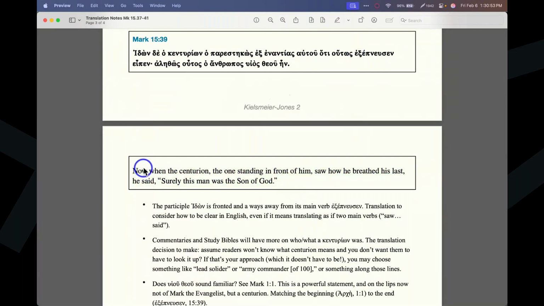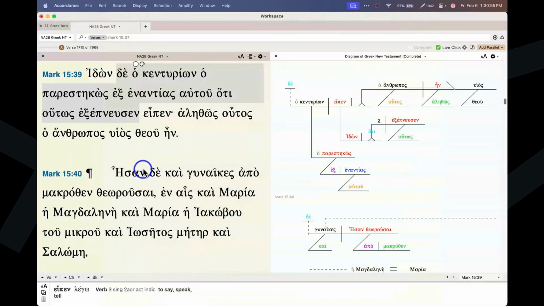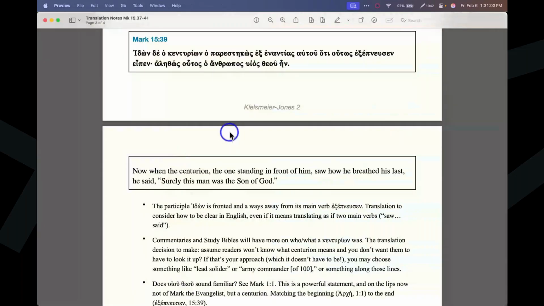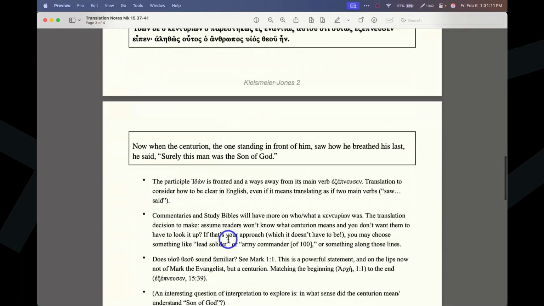So we just can't front the idon like the Greek does. Now, is there significance to Mark fronting that? There could be, there doesn't have to be. But there's certainly a significance to what this guy says. But before we talk about what he said, let's talk about who he was.